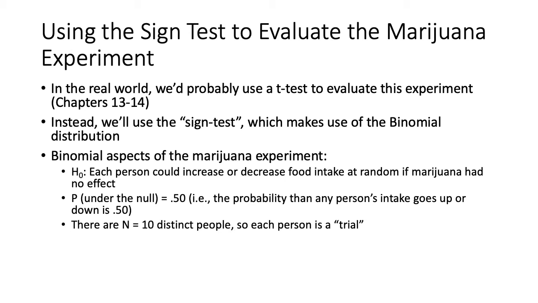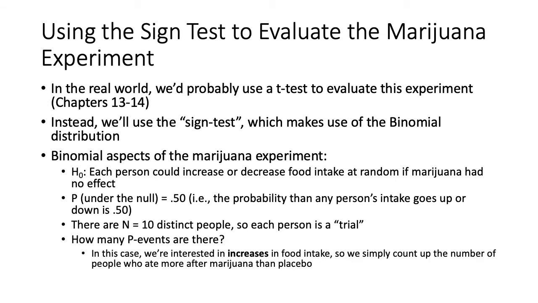In our particular experiment, we have 10 people. Each person is going to do something twice, but our observation is really about, did they go up or did they go down? If we assume that no one stays the same, that everyone must change, they must go up or they must go down, each person ends up being a trial. Our observation could be that they go up, it could be that they go down. So this makes a very nice binomial distribution problem.